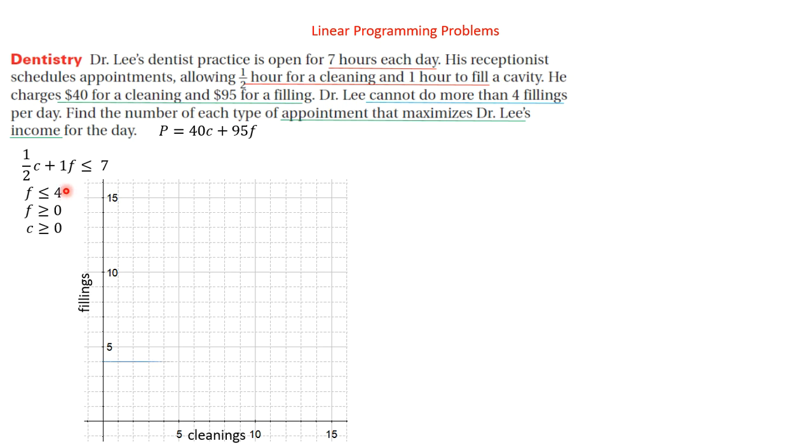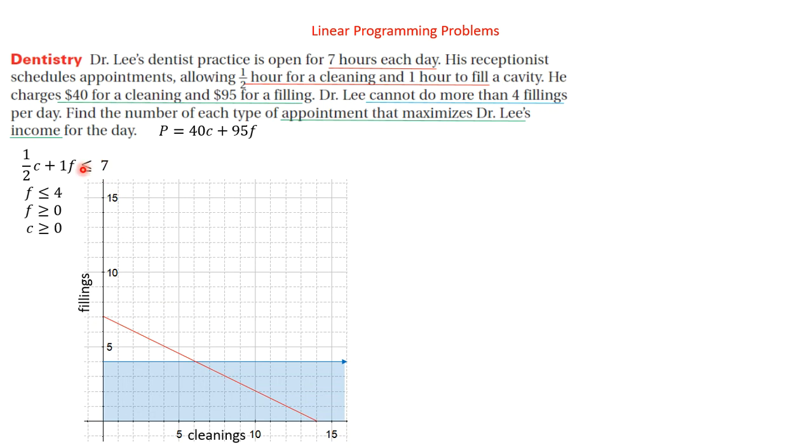We have F is less than or equal to 4. So fillings, he has to do less than 4, so we have a line at 4, and then it has to be less than that. And then here, I would use intercepts. If C equals 0, we have 7. And if F equals 0, C would be 14. So we can go from 7 to 14, connect the line. Notice I don't have arrows here because it can't go negative in either way. So it's really just connecting the 2 points here.